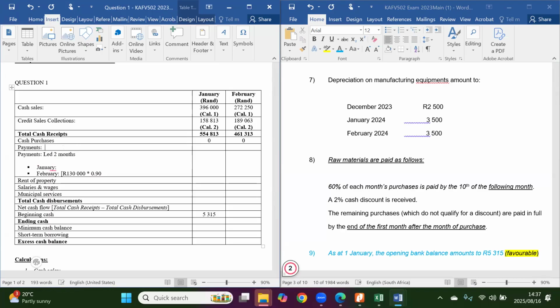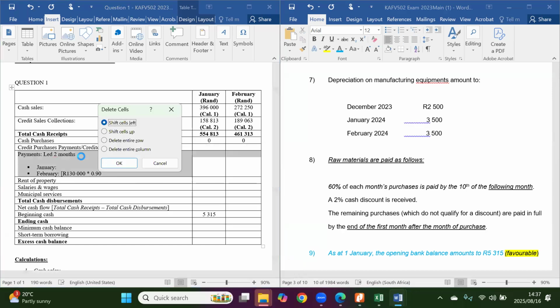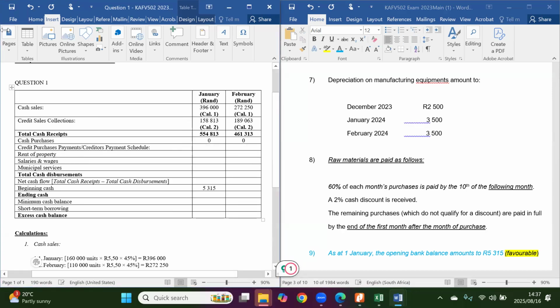So I'm gonna say credit purchases payments. This is the same thing as saying creditors payment schedule. Are we together? This is because we are paying our creditors for what? For the raw materials which we acquired on credit from them. That's what is happening over here.